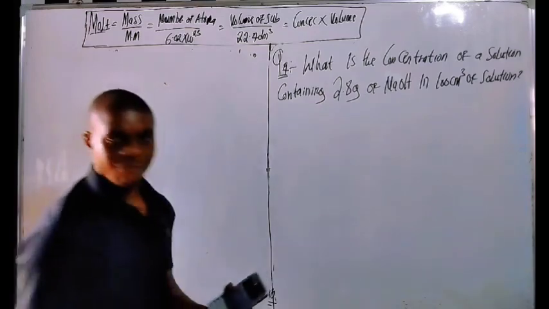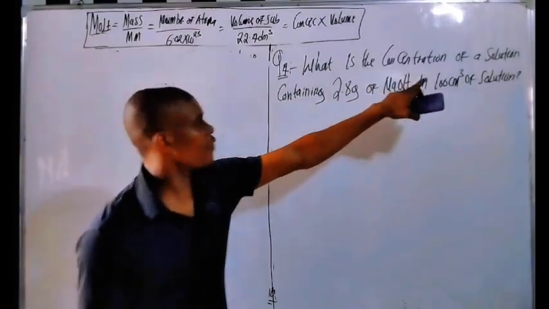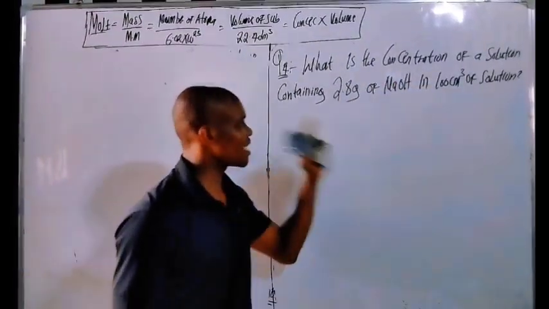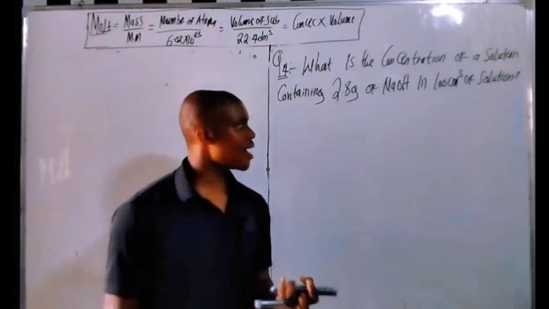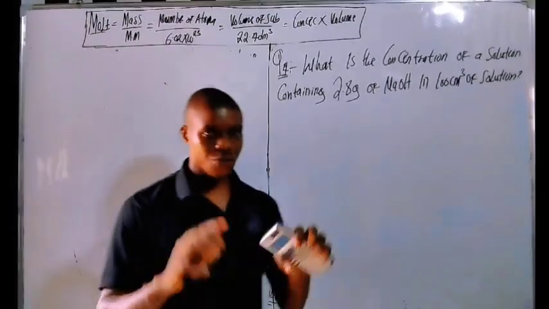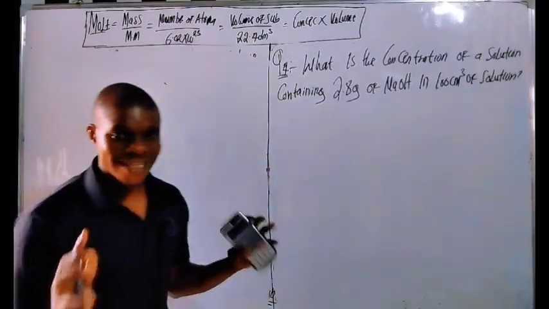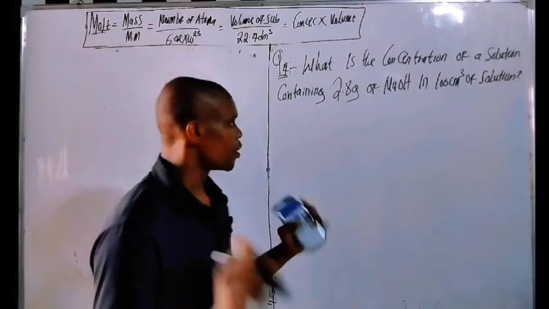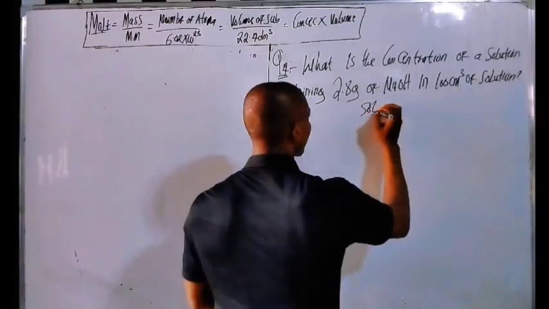So let's move to question 4. What is the concentration of a solution containing 2.8 grams of sodium hydroxide in 100 cm³ of solution? How do we solve this question? Follow me closely here.